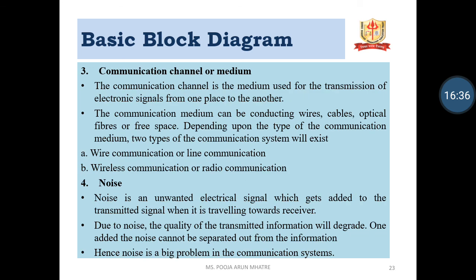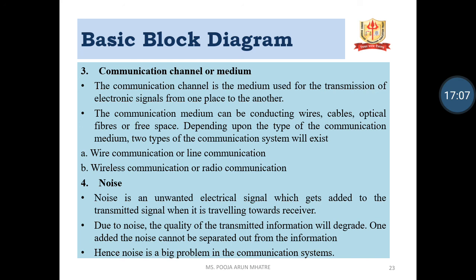Third one is the communication channel or the medium. The communication channel is a medium used for the transmission of electronic signals from one place to another. The communication medium can be conducting wires, cables, optical fibers or free space. So depending upon the type of communication medium, two types of communication systems exist: wire communication and wireless communication.